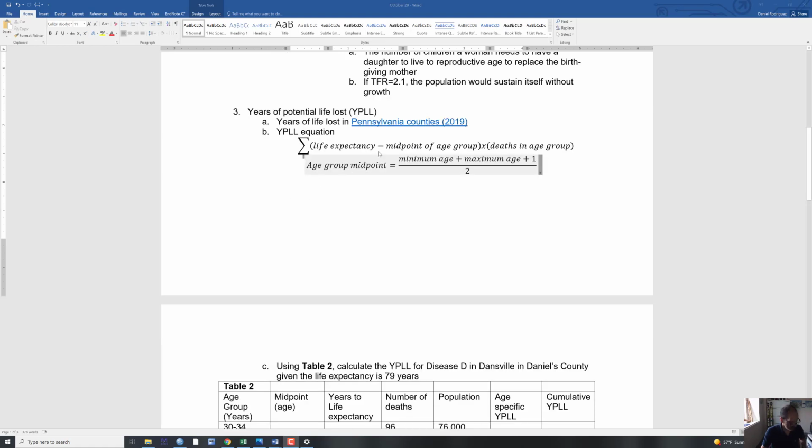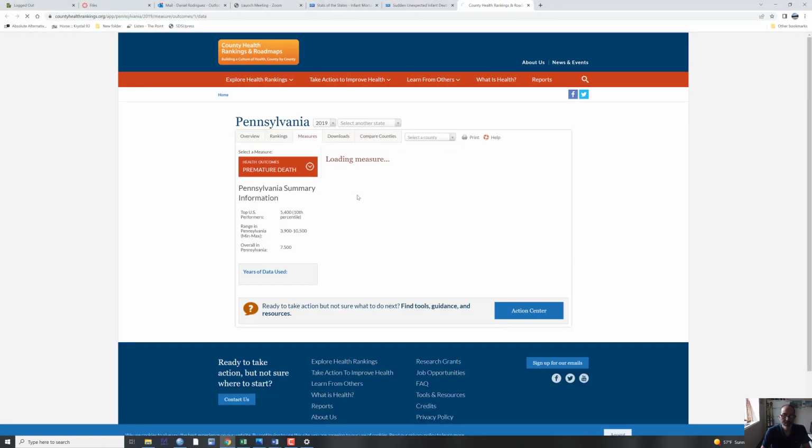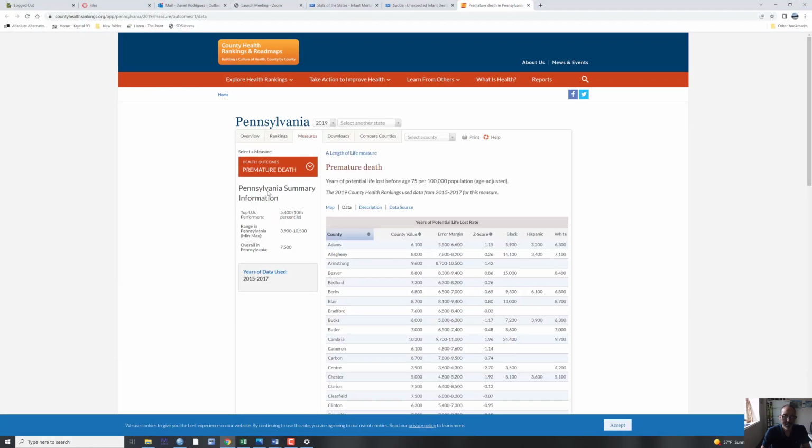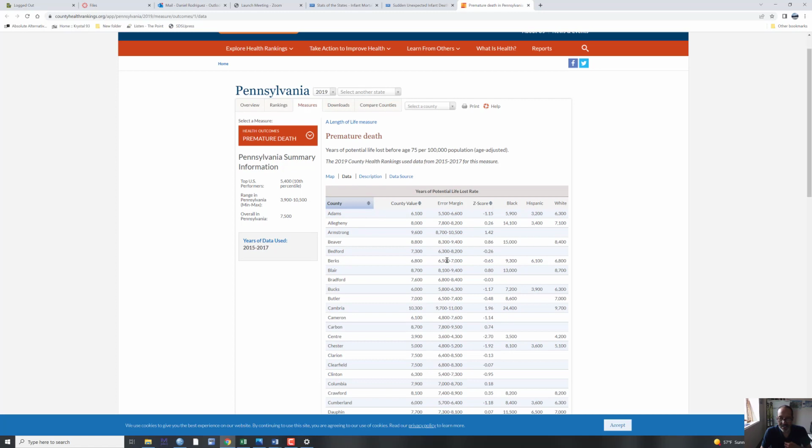And we have these statistics for our states. Like here you can find, if I can get this link to work, you can get the years of potential life loss for states like Pennsylvania and our different counties where we have the worst YPLLs. This is interesting though because we have YPLLs based on county, in terms of a Z-score.